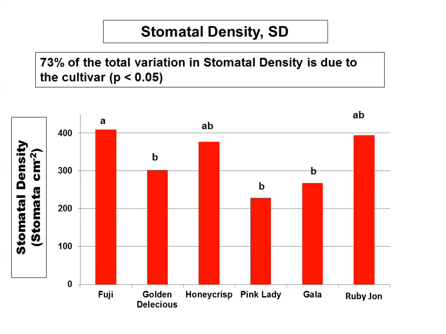The stomatal density. The first and the only anatomical trait we're going to talk about today, we found like 73% of the variation is due to the cultivar itself. But when you look deeper, we found that Fuji is different only from Golden Delicious, Pink Lady, and Gala, but after that, all of them are the same. And if you look at the first three columns, the three biennial cultivars, and the last three columns, the three annual cultivars, they are almost the same. So there is no difference between the biennial and the annual cultivars in general in terms of the stomatal density.